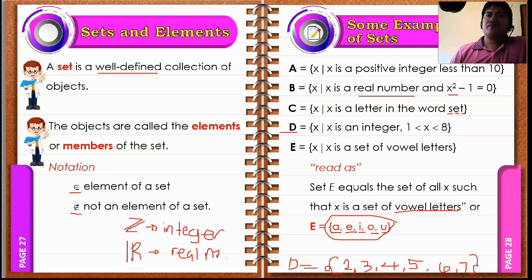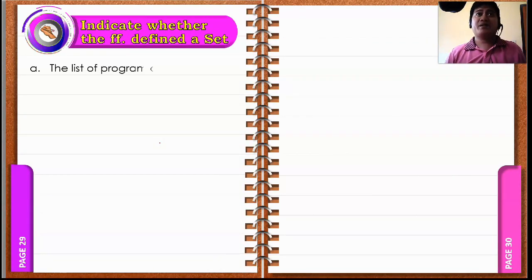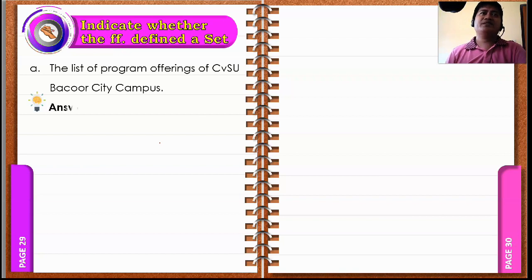So let's try some problems. Just indicate whether the following define a set. Let's have the list of program offerings of CBC Bacoor City Campus. Is this a set or not a set?